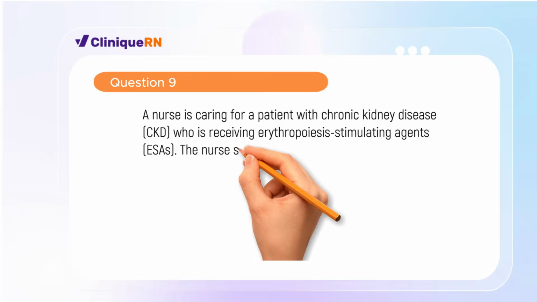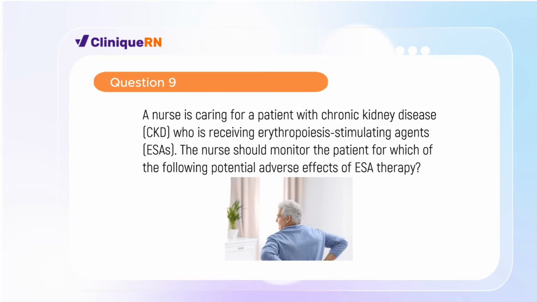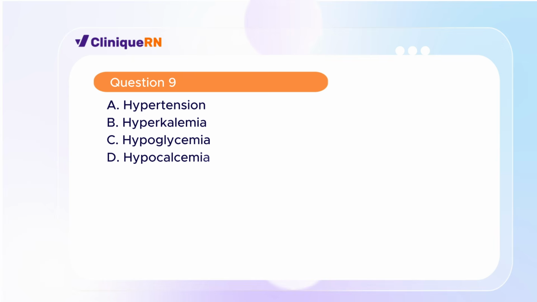Question 9. A nurse is caring for a patient with chronic kidney disease, CKD, who is receiving erythropoiesis-stimulating agents, ESAs. The nurse should monitor the patient for which of the following potential adverse effects of ESA therapy? A. Hypertension. B. Hyperkalemia. C. Hypoglycemia. D. Hypocalemia.